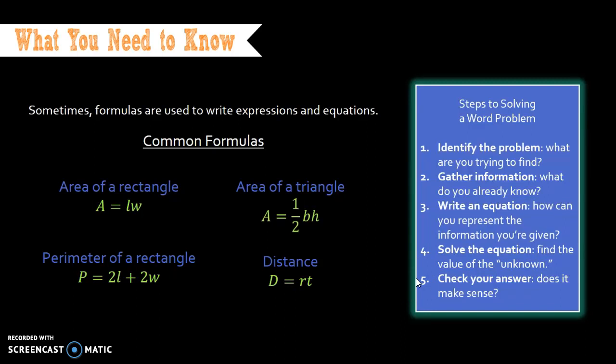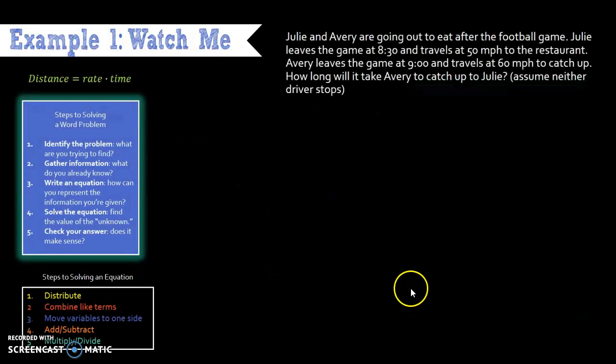So if it said how many people were standing in line and you solved and got 3.2 as your answer, you might need to check your work because I've never seen 3.2 people. Let's work out example 1.